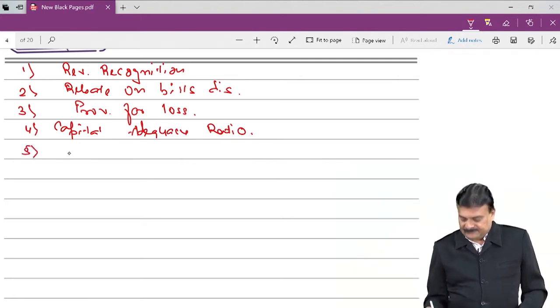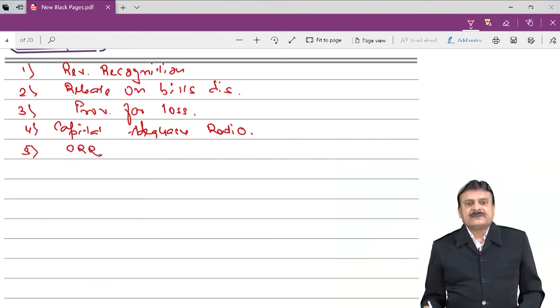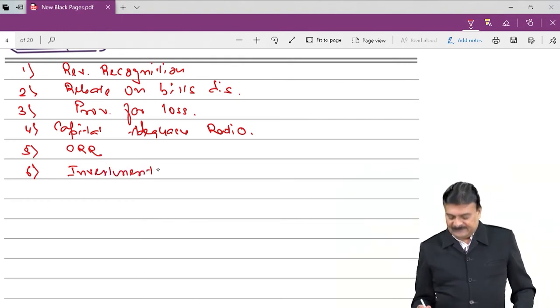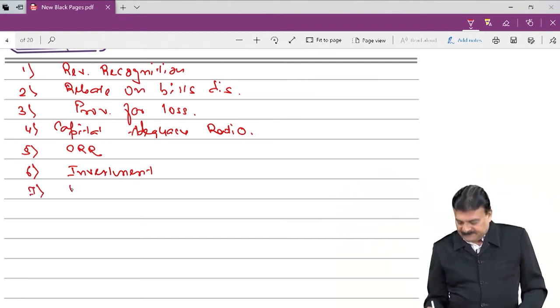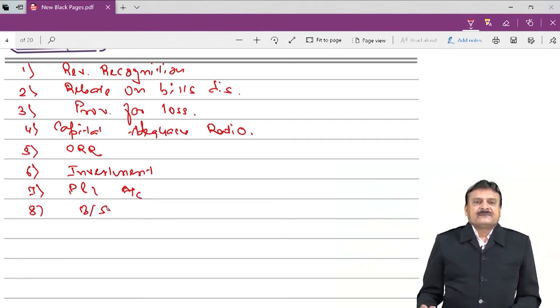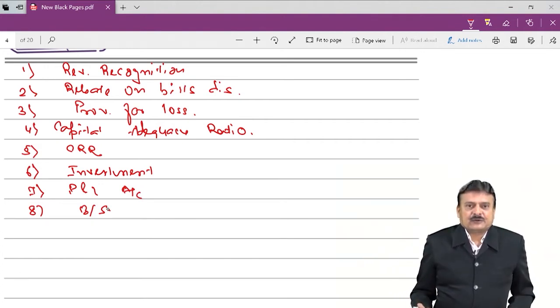5th, CRR calculations. 6th, accounting for investment done by the bankers. 7th, we will study how to prepare P&L account, and lastly, how to prepare a balance sheet of a bank. It's a bit of lengthy topic, also called as a format topic. Short topics, some topics will be there here.